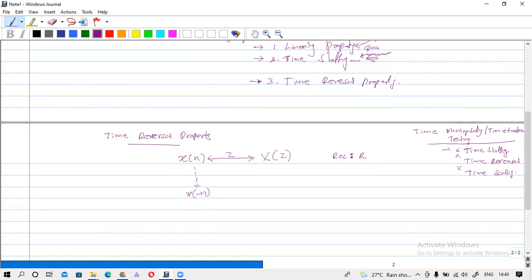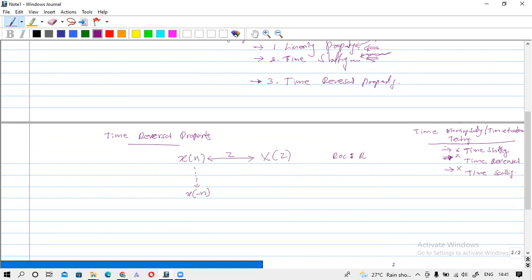Have you participated in the MATLAB demonstration? I carried out that session. I did a MATLAB demonstration for these time transformation techniques, where I showed how the signal varies when we do time transformation in MATLAB. Anyway, now we are talking about time reversal.